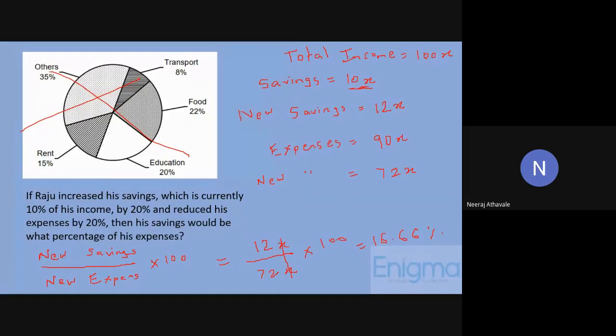Okay. I hope everyone has understood. Yes. Okay, Siddhant, the savings were 10x. So 10x gets increased by 20%. It is not a 10% increase to become 20%. You don't have to add 20 to 10. Okay, I'll explain this again.